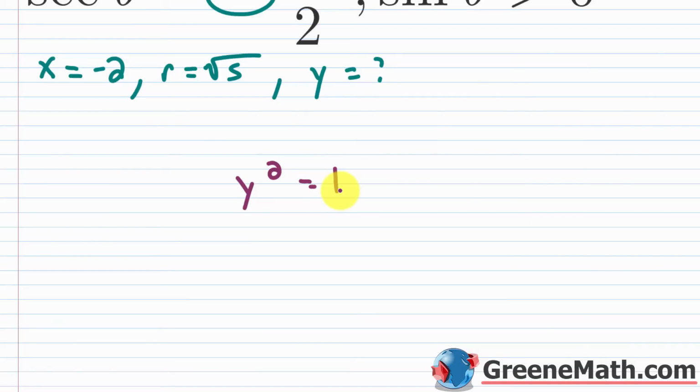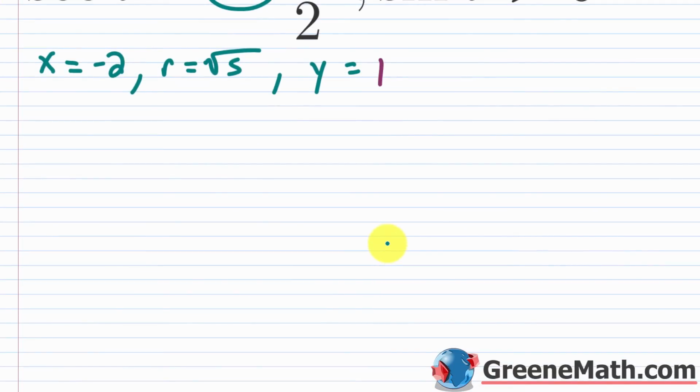Now, from your square root property, we know that if y squared equals 1, y is equal to plus or minus the square root of 1, right? The square root of 1 is 1. So y equals plus or minus 1. Now, y is going to be positive 1 because in this particular case, we're in quadrant 2. So in quadrant 2, the y values are positive. We know the x values are negative. So I'm going to choose positive 1.